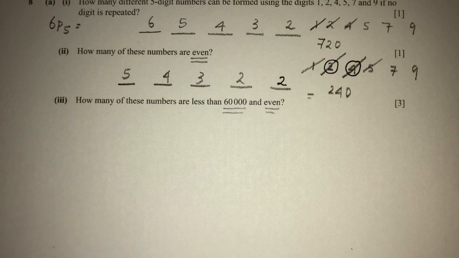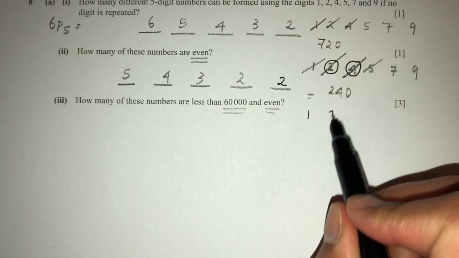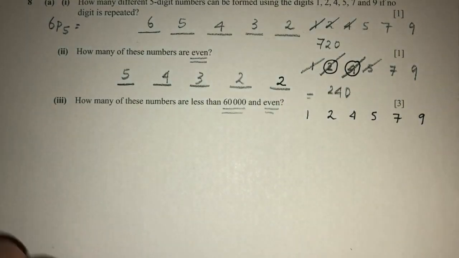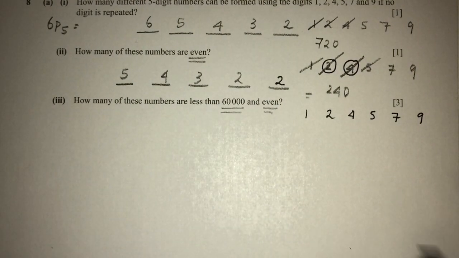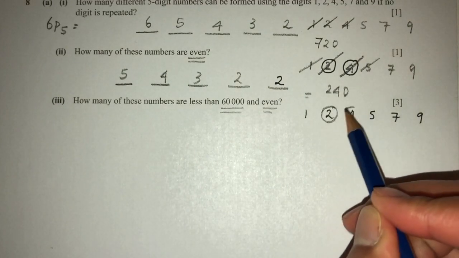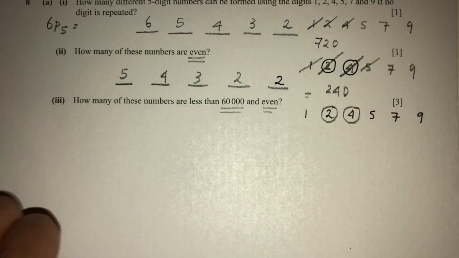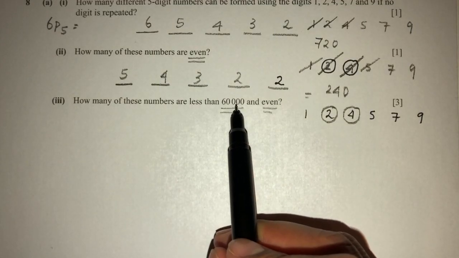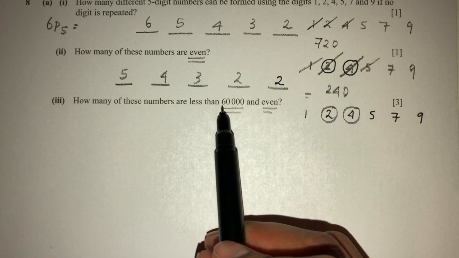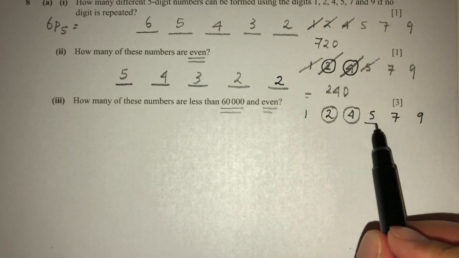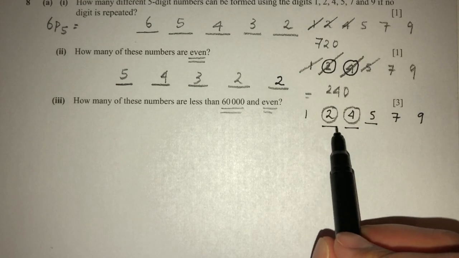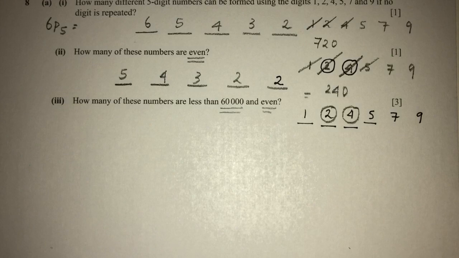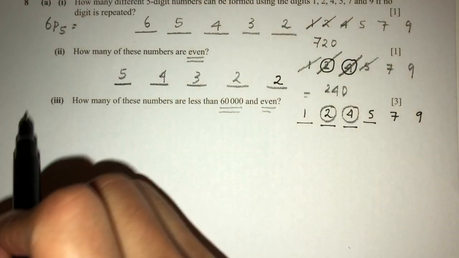Okay, so again we have numbers 1, 2, 4, 5, 7, 9. Now for numbers to be even, it has to end with 2 or 4. That makes sense. Now for a number to be less than 60,000, it has to begin with a number which is less than 6. So it can begin with 5, with 4, with 2, or 1. Okay, so let's look at each case by case. So let's say, assume case number 1.